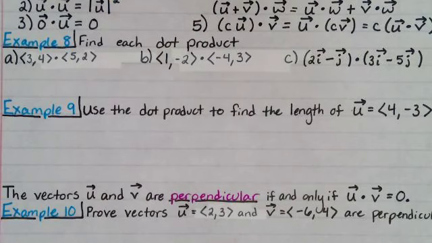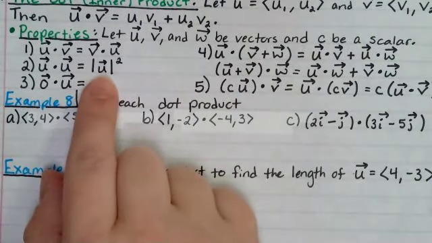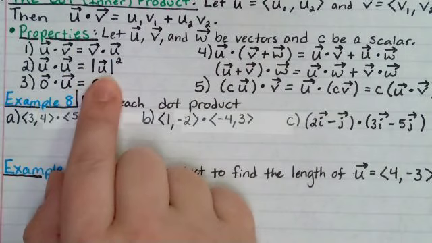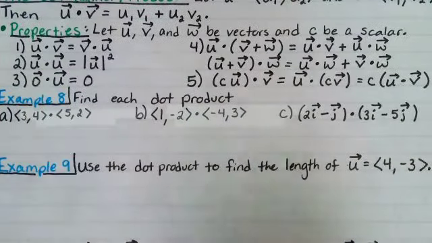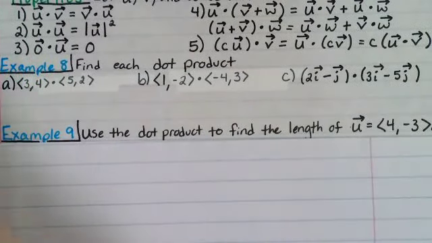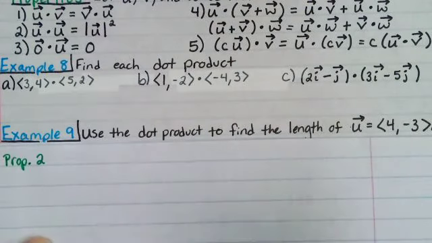I'm going to go back and point out one of these properties that we're going to use. You see property number 2 that has the magnitude on here. Remember that magnitude is the length. And if I were to take this property and rearrange it a little bit, if I were to square root both sides of it, I would have that the magnitude was equal to the square root of the dot product of that vector to itself. So I'm going to make a little note here so that you can remember where we got it from. Property 2. Okay, we're going to use that.